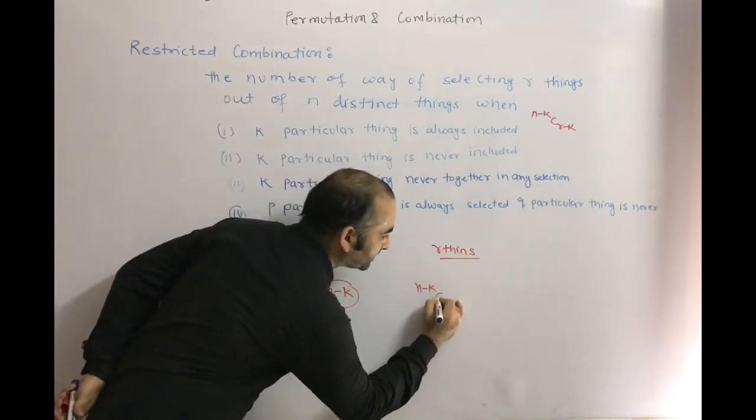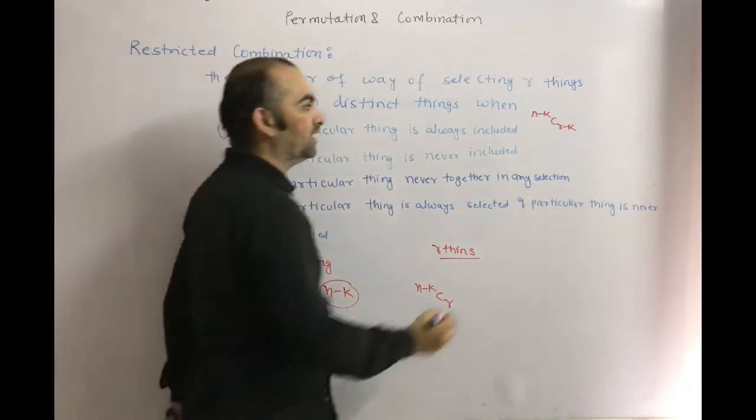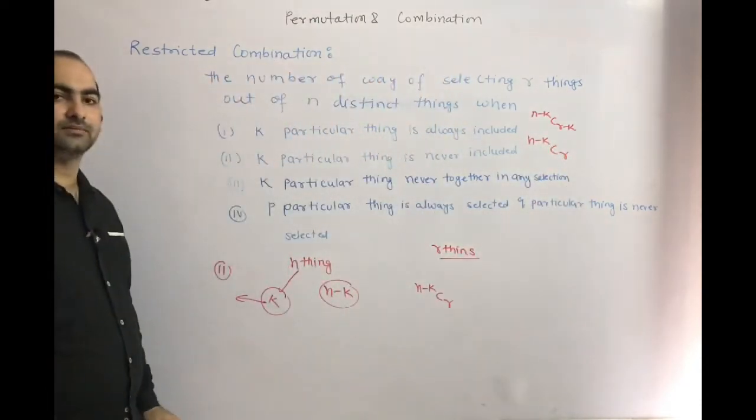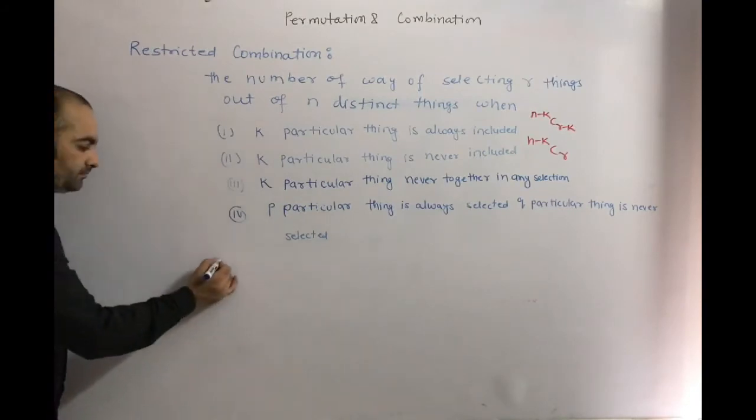N minus k C r. So the second result is what? N minus k C r. So this is the second point result. Now we are discussing the third point.